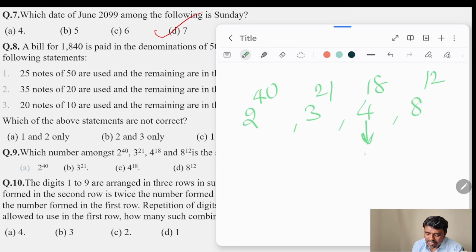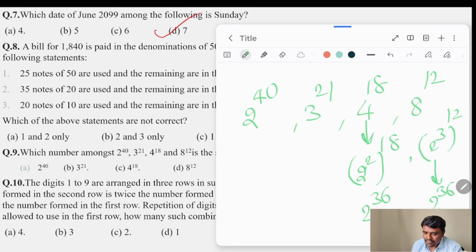First, let me write down this 4. You can write it as 2 power of 2. So 2 power of 2 whole power of 18 can be written as 2 power of 36. This can be written as 2 power of 3 whole power of 3. That is 2 power of 36. And this let me write down as this. This is 2 power 40.